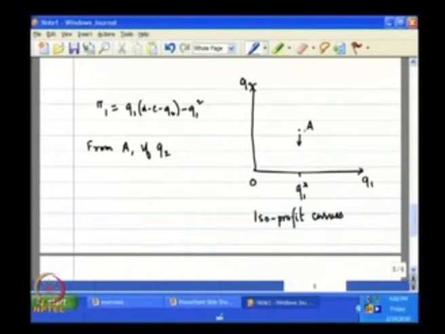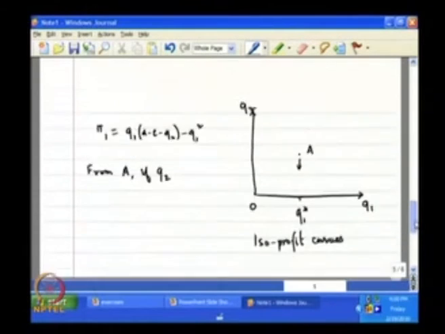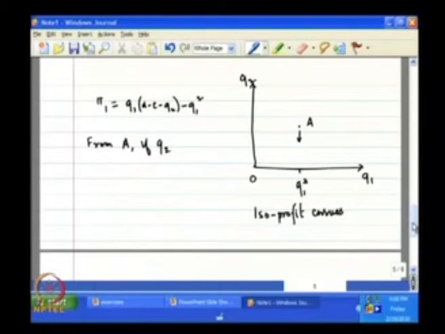So, this to the left or to the right, if I draw the isoprofit functions, they will signify lower level of profit. And if I go towards down to the southern direction from A, the profit should rise. Those curves should represent higher level of profit for firm 1. So, these are some of the general conclusions that we can draw from the things that we already know.